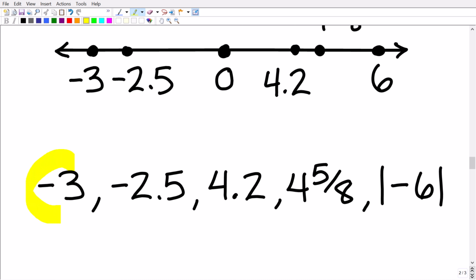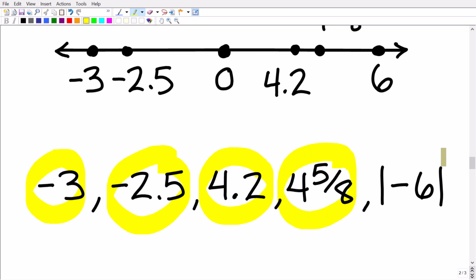So it's going to be -3. Again, we're ordering these numbers from least to greatest, so it's going to be -3, -2.5, 4.2, 4 and 5/8, and the absolute value of -6.